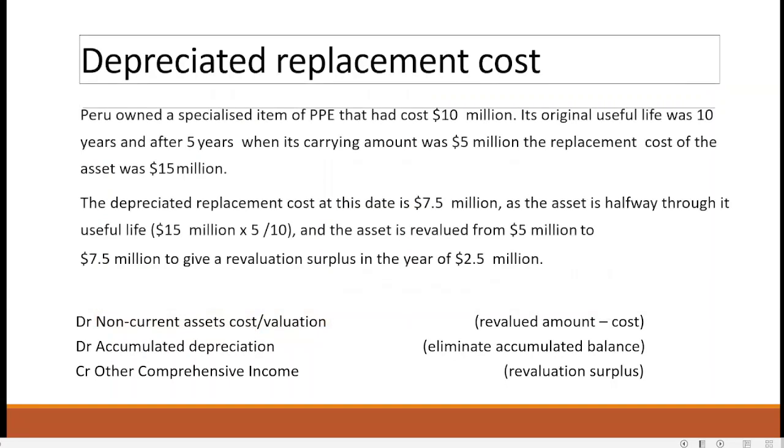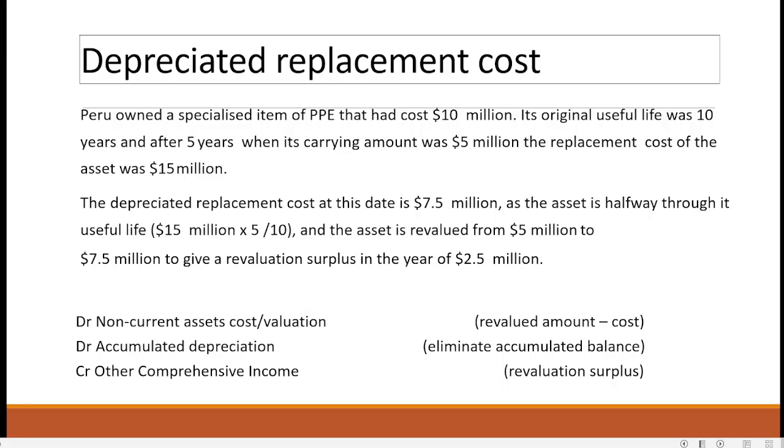So the accounting treatment for the depreciated replacement cost, let's say we look at the example here. Let's say this company owns a specified item of PPE that has a cost of $10 million, and the useful life of the asset is, let's say, 10 years. And after 5 years, when the carrying amount is only $5 million, the replacement cost of the asset was $15 million. Now, replacement cost means the revaluation. The revaluation is done, right? So the depreciated replacement cost as of this date is about 7.5 million, as the asset is already halfway through.